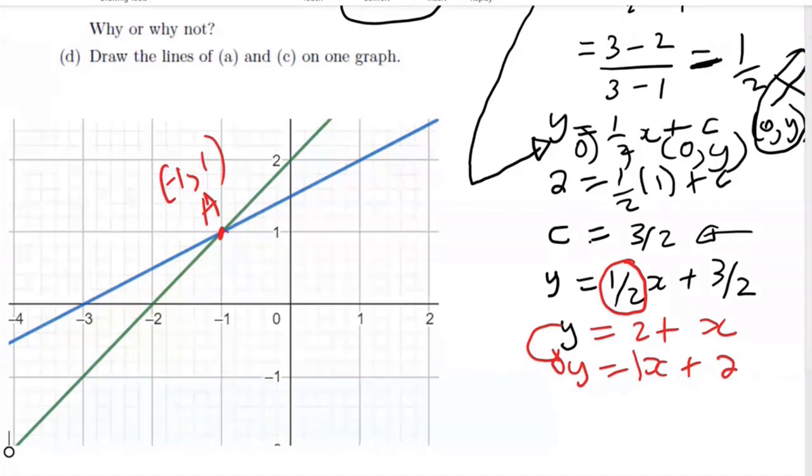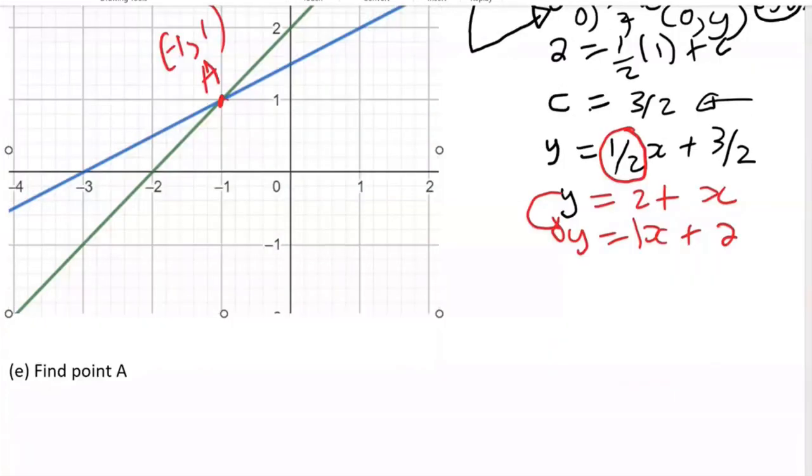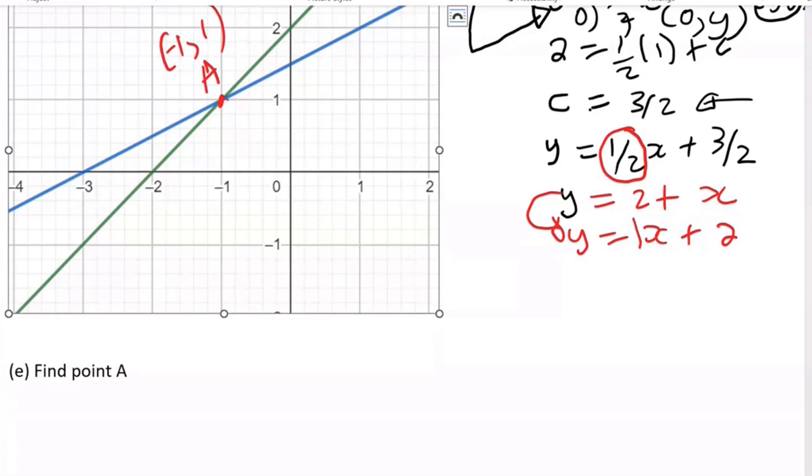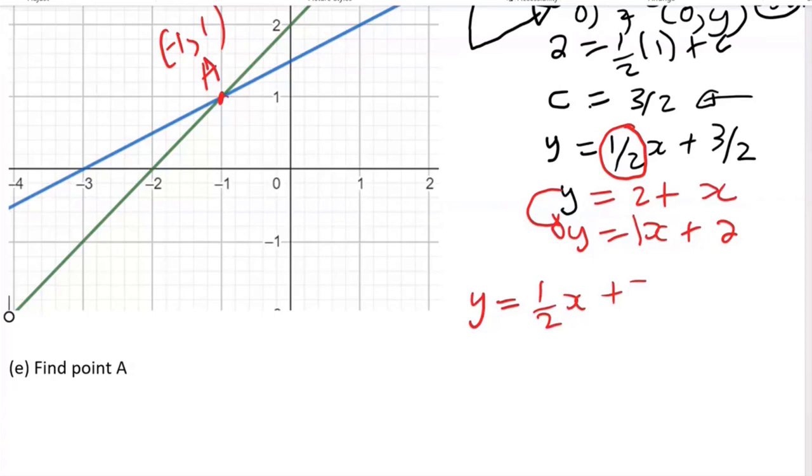So now we are going to take our two equations to find the point A. We have y is equal to half x plus 3 over 2. I'm going to let this be my equation 1. The second equation is y is equal to x plus 2. This is my equation 2. I'm going to first take you through the elimination method.